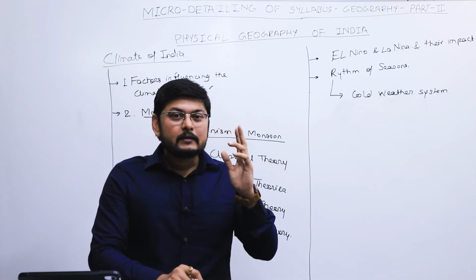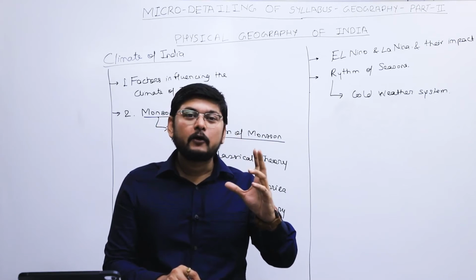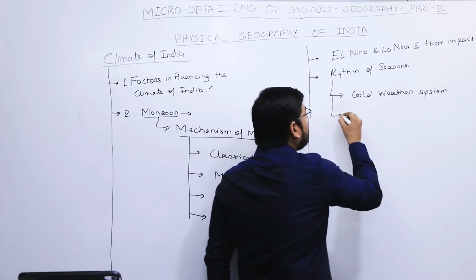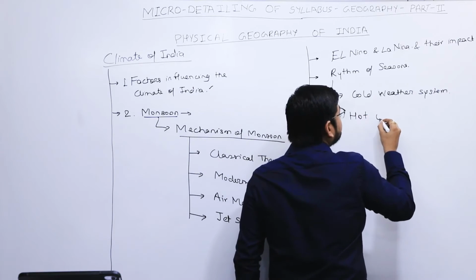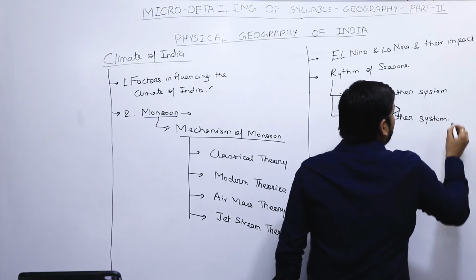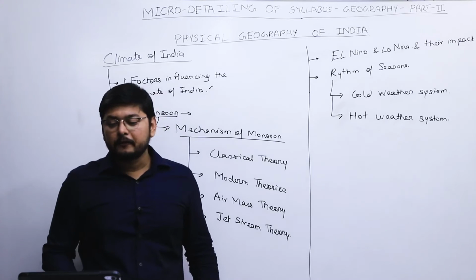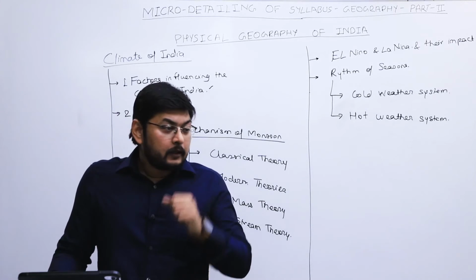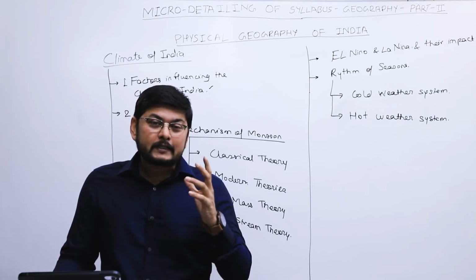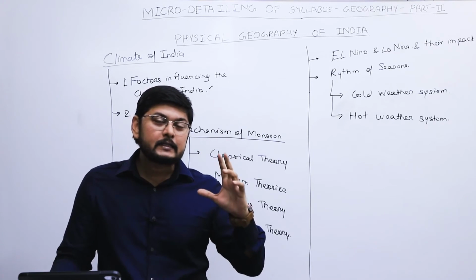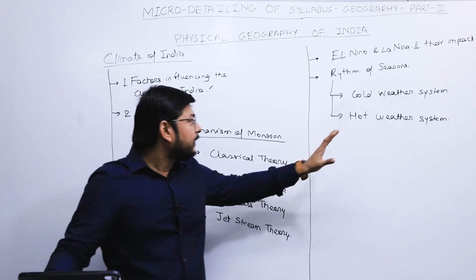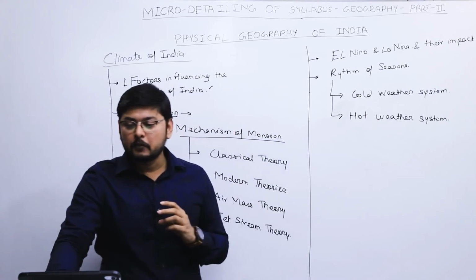How does this winter season system have different kinds of activities, and how does this differ from another season, that is the hot weather system of India? What is the hot weather system? What is influencing this hot weather system? What is the geographical variation of the hot weather system in the months of April, May, June, July? So we'll be understanding that part in the hot weather system of India.